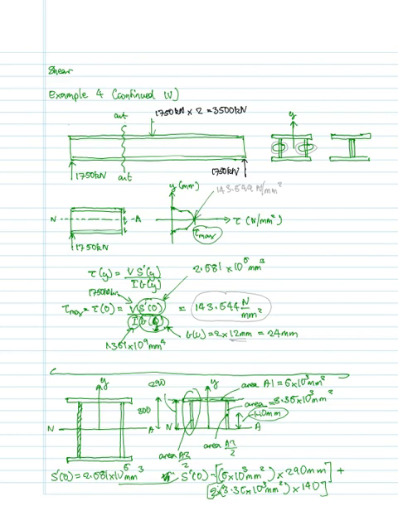So we'll now substitute that 2.681 times 10 to the 6 millimeters cubed, and then put all those values in, and we will get a shear stress calculated as being 143.644 newtons per millimeter squared. So that would be how to calculate that value of Tmax, the maximum shear stress, which is going to be 143.644 newtons per millimeter squared.